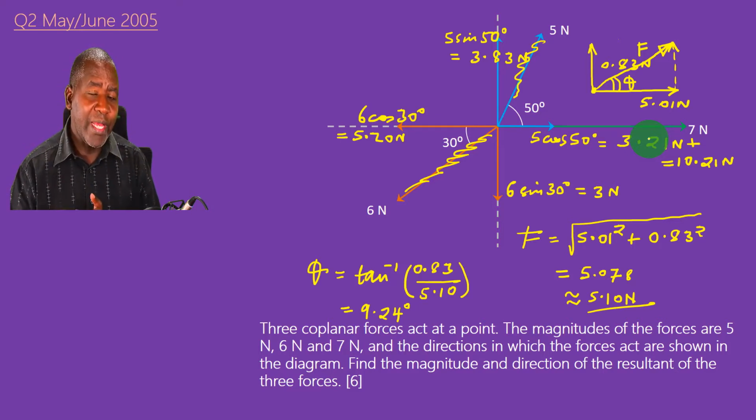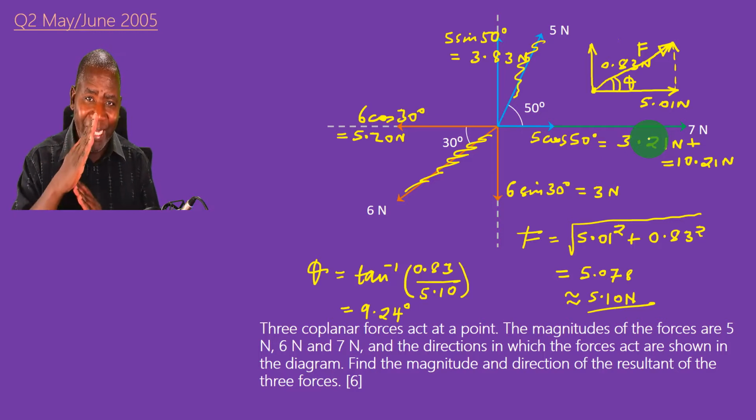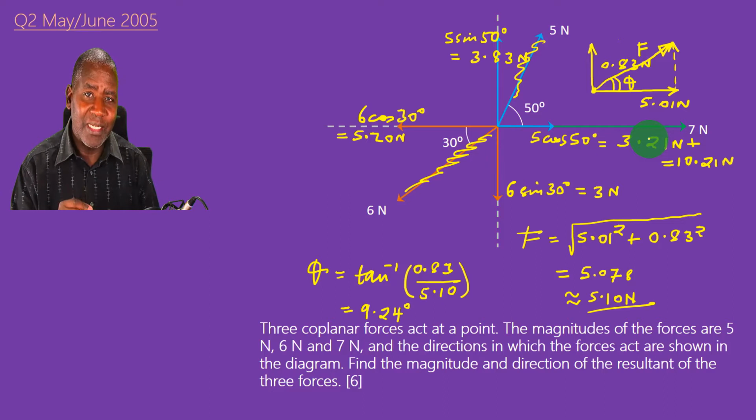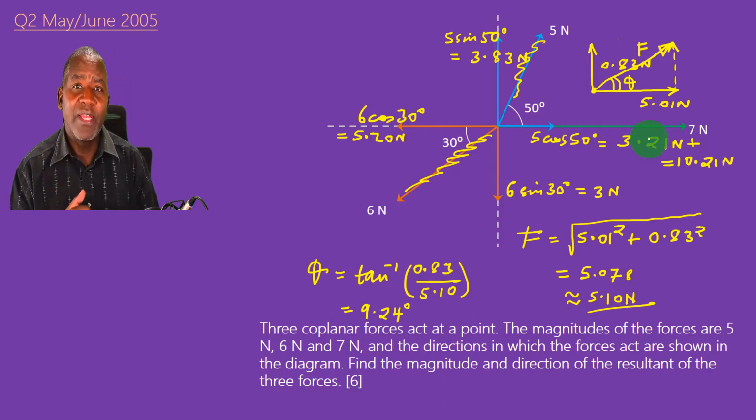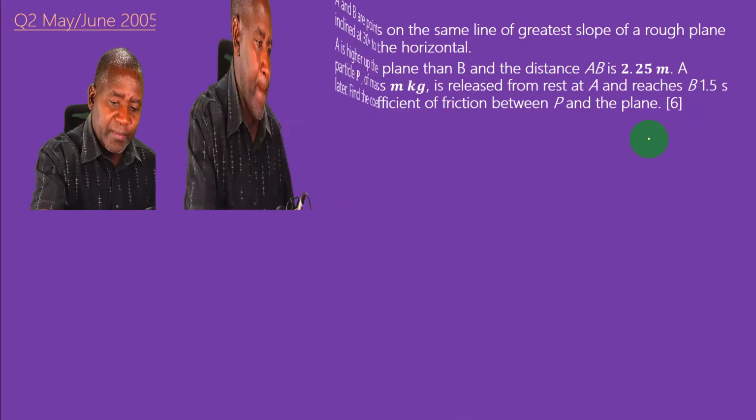So eventually you end up with the two forces which are perpendicular to each other. Those two forces are the components of the resultant force. Arrange them head to tail, use Pythagoras theorem to get the magnitude. Use tan to find the direction of the resultant. And with that, let's go to question number 3.